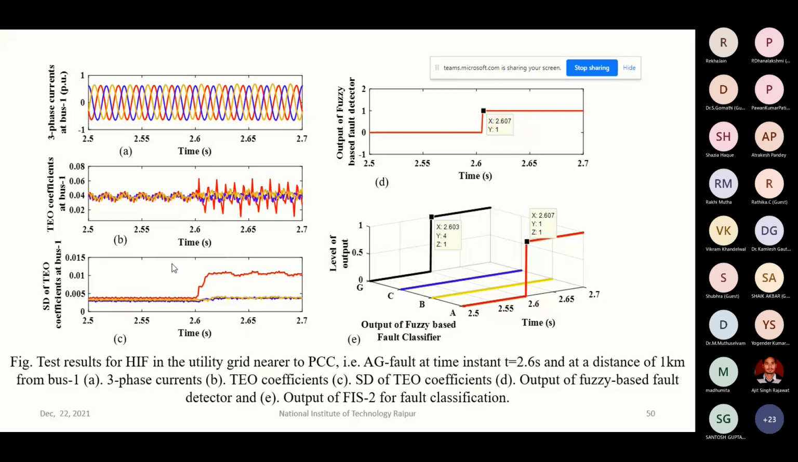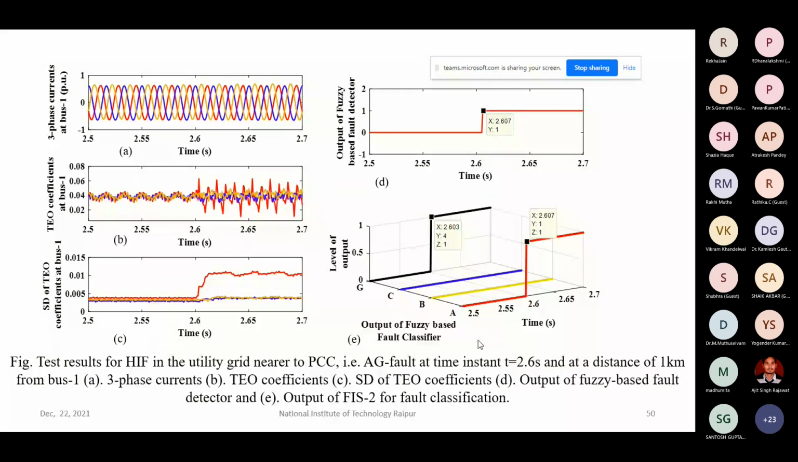This is given as input to the fuzzy inference system. If the current is in this range, it is faulty. Detection of fault is done using FIS. And you can see here, when fault is incepted at 2.6, it is detected at 2.607, that is 7 milliseconds has been taken by the fuzzy inference system to detect the presence of fault.